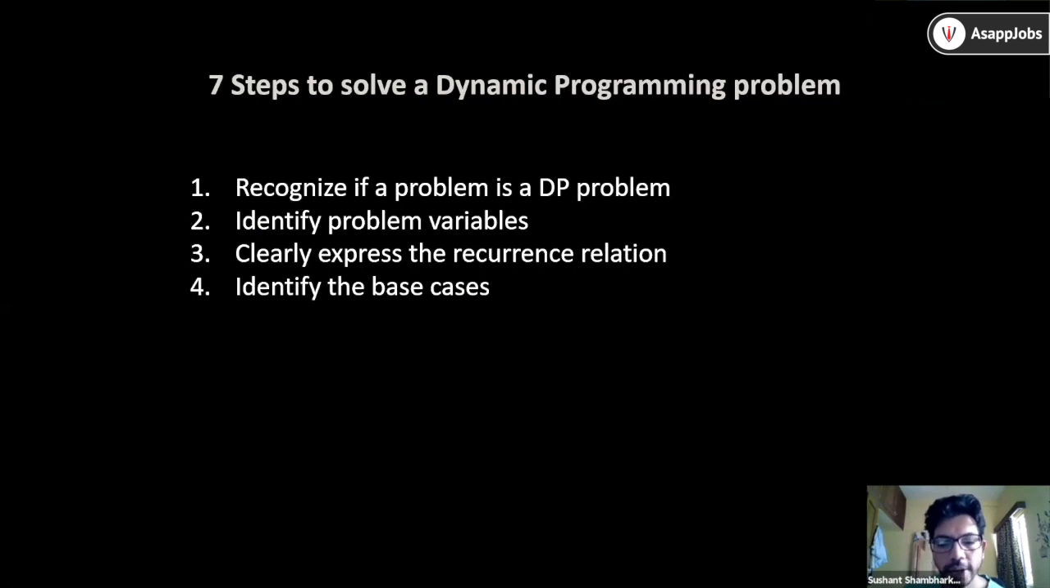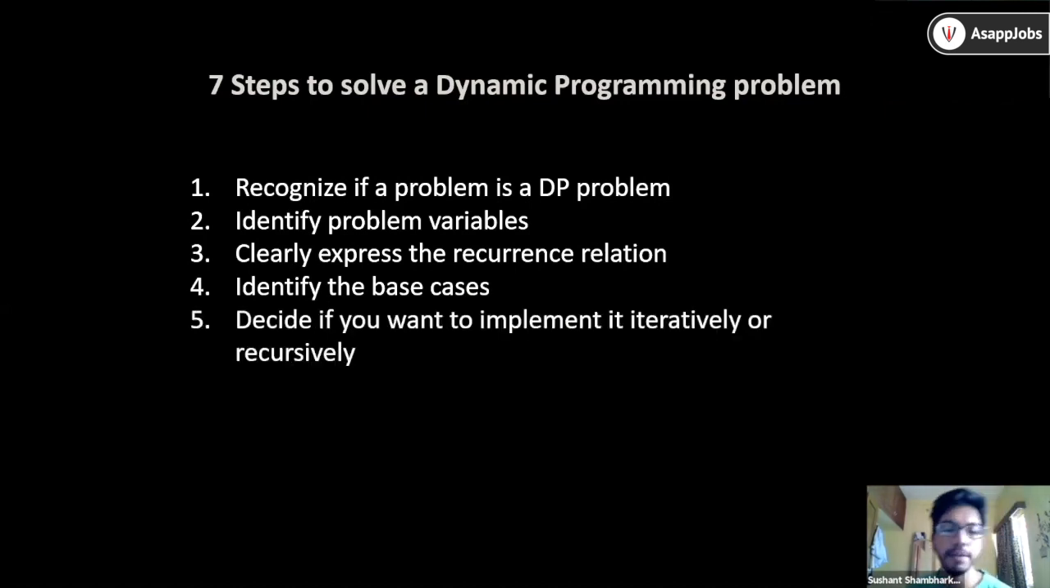You have to identify where your program will end. In the tabulation method, you have to find the base case where the loop will start. While in memoization, you have to find the base case where the recurrence relation will end. Decide if you want to implement it iteratively or recursively. Basically, do you want to use tabulation or memoization?